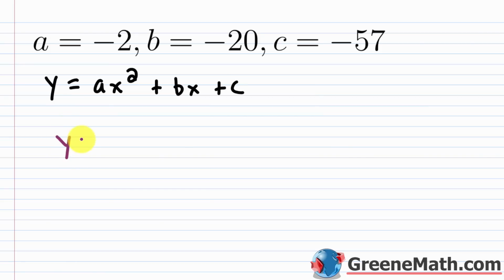So this would be y equals negative 2x squared. Plug in a negative 20 for b, so minus 20x. And then plug in a negative 57 for c, so then minus 57. So that's going to be the equation for the parabola.